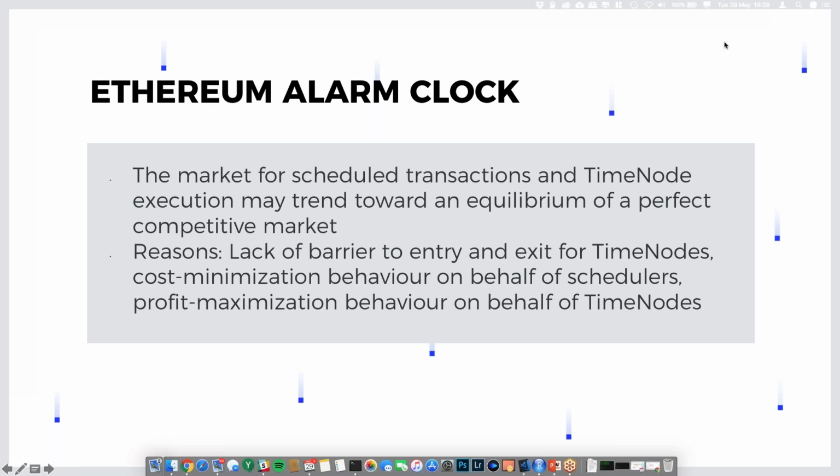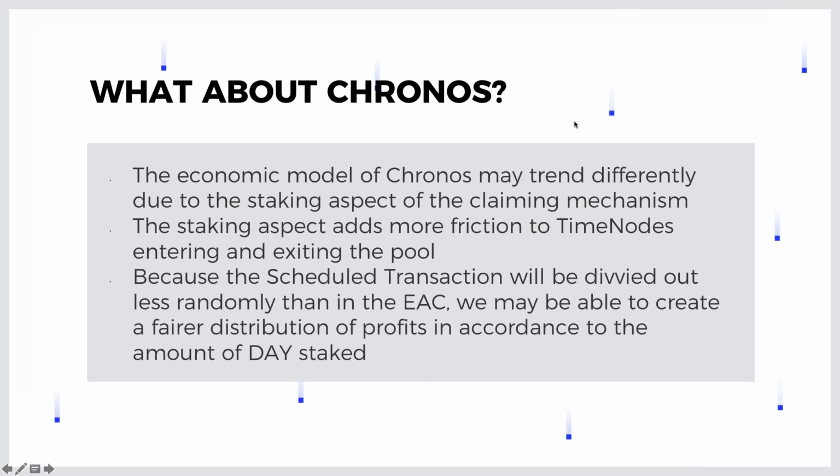Essentially, what this means is that the long-term effect is that time nodes will turn out to be profitable in the short run and minimally profitable, trending toward zero profit in the long run. And this is not necessarily a bad thing. This is usually something that is desired in a market, and especially something that is a utility like the Ethereum Alarm Clock. It might actually be not a bad thing at all, but Chronos might have a slightly different mechanism, and this is due to the claiming mechanism that we're using.